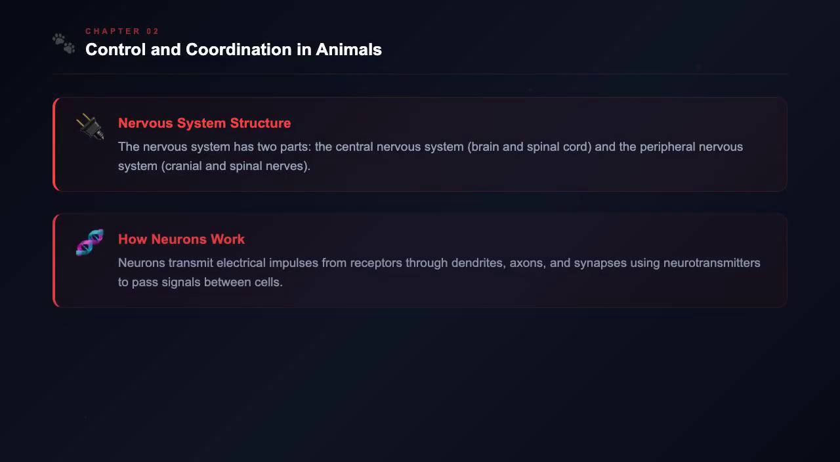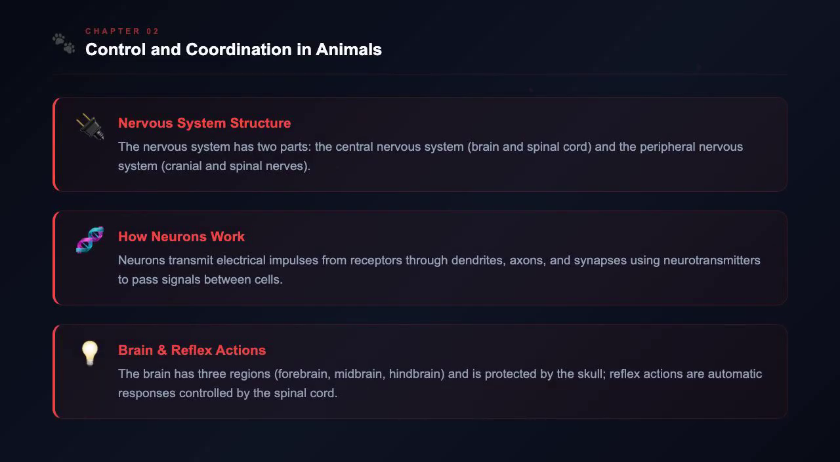The nervous system controls animals through electrical impulses. It has two main parts: the central nervous system and the peripheral nervous system. The central nervous system includes the brain and spinal cord. The peripheral nervous system has cranial and spinal nerves.